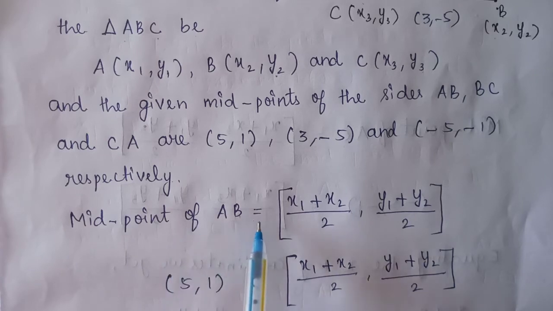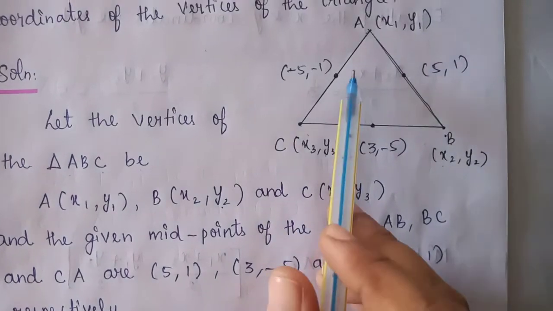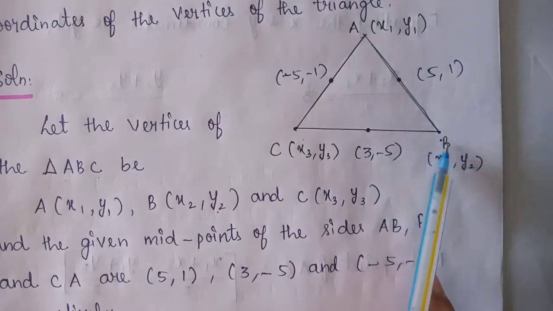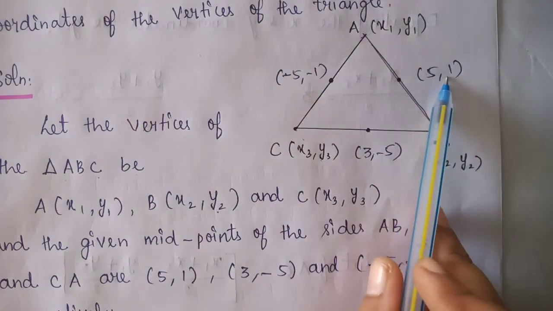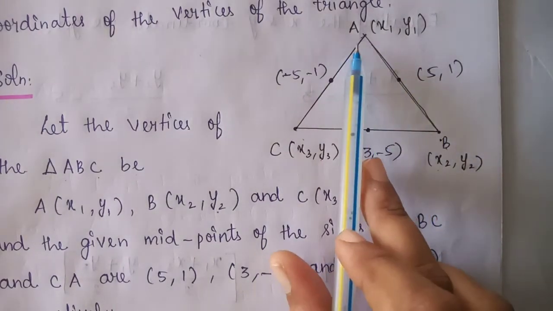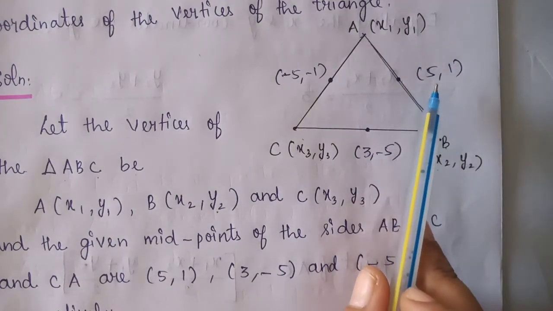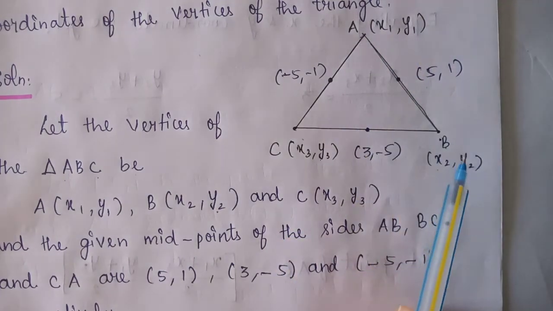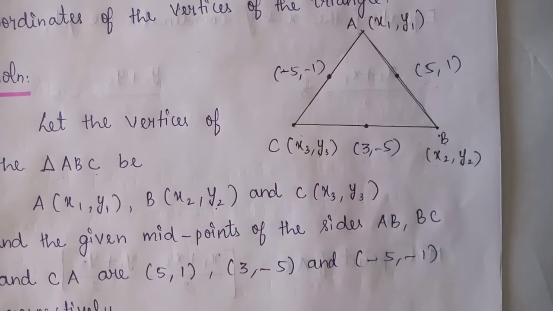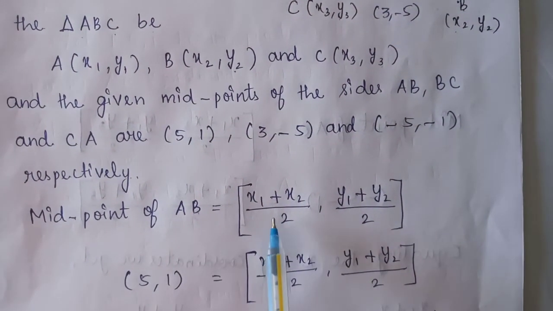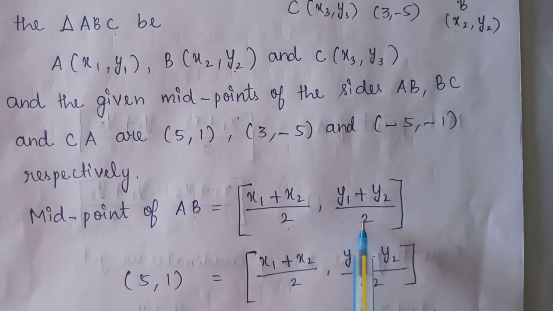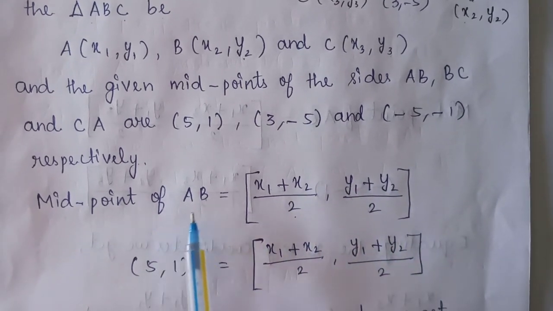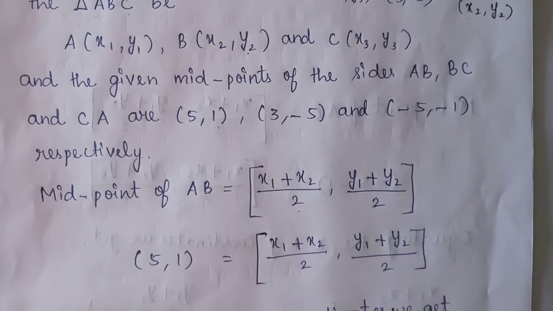So the midpoint of AB is given as (5, 1). We know the midpoint formula: the midpoint of AB is equal to ((x1 plus x2) by 2, (y1 plus y2) by 2). In the question itself they have given the midpoint of AB as (5, 1), which is equal to ((x1 plus x2) by 2, (y1 plus y2) by 2).